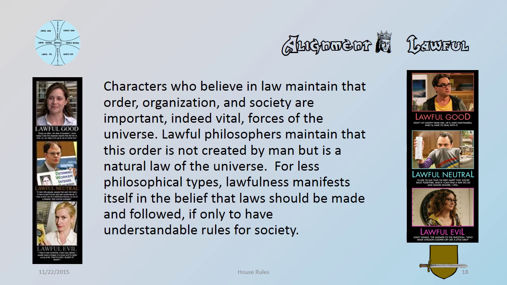So starting off with alignment, I picked some popular shows. I found some memes, and I thought this is a good way to explain it. Starting off with lawful. So there's two categories. You have law and chaos, and then the neutrality between that, and then you have good and evil, and the neutrality between that. So what I try to do here is explain law versus chaos, and then we look at good versus evil, and there's the neutrality between them.